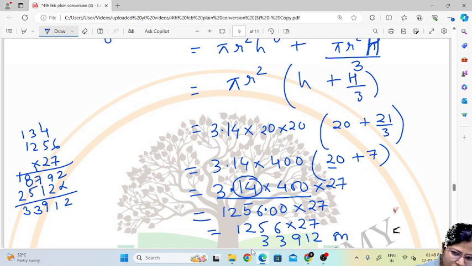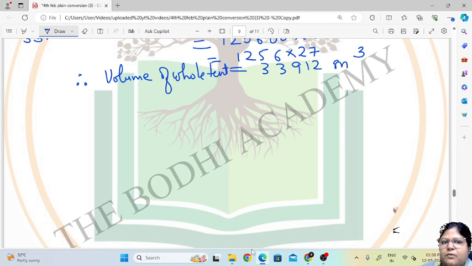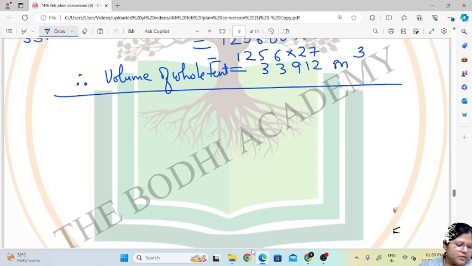Meter cube, because it is volume, will be the volume of the whole tent. Therefore you will write volume of whole tent is equal to this. So by this your section C, that is the 3 marks question, is over.